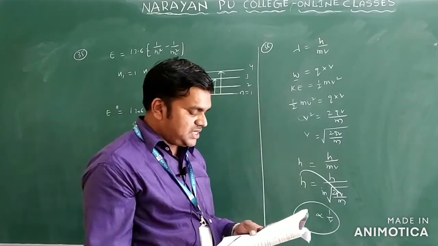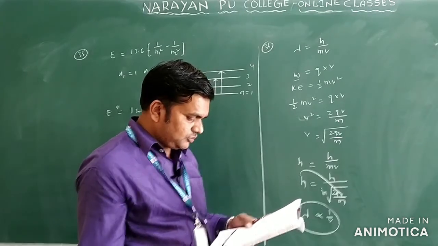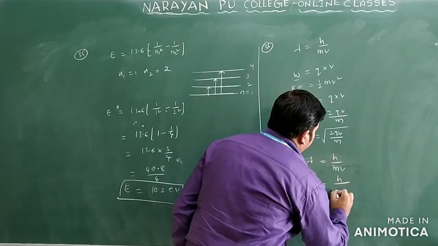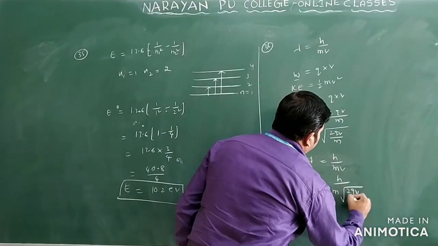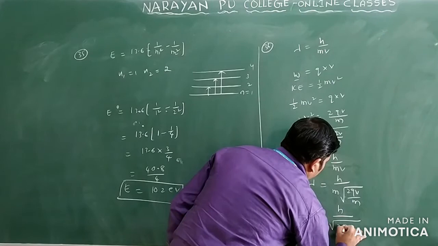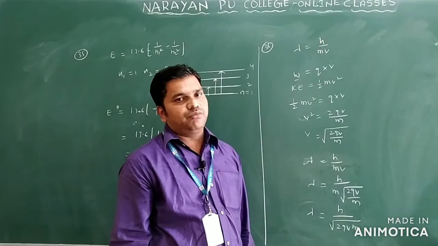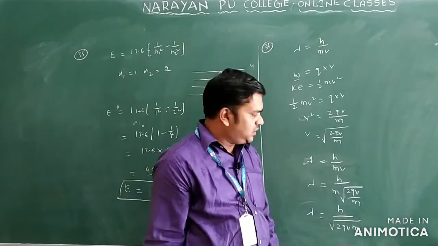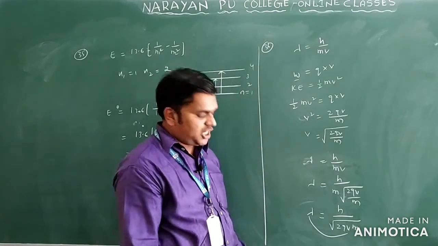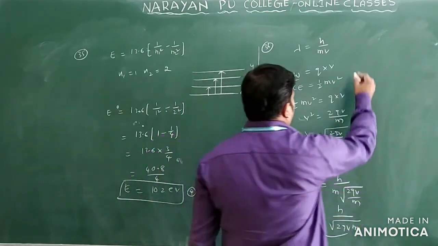So what is the answer for this one? The first option, inversely proportional. One small change here: lambda is equal to h by mv, so lambda is equal to h by square root of 2 into q into V into m. Clear? If you take this m inside as root m, numerator and denominator will cancel. Now we can see the relation: lambda is proportional to one over root of the potential difference. So we will take option 1 for this question.